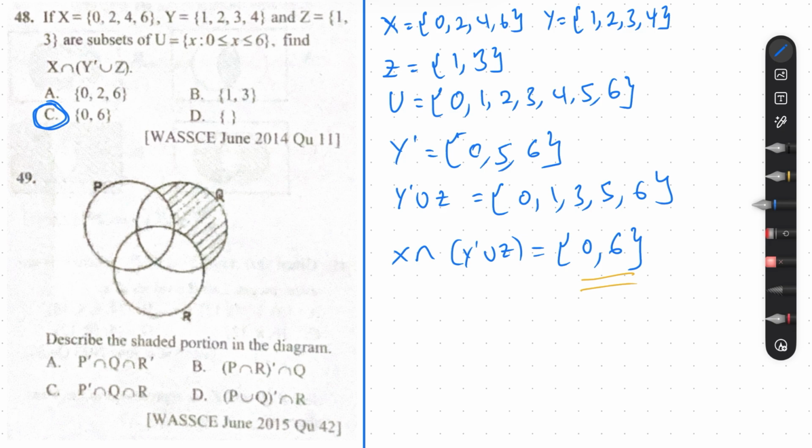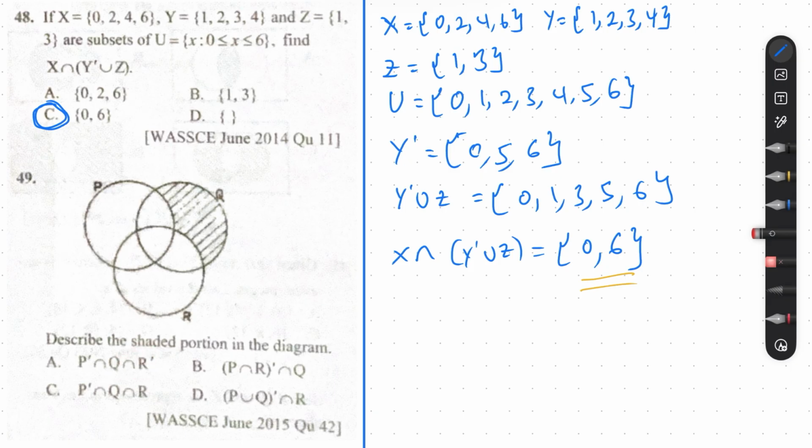Question number 49. Right. Cool. Now question number 49 says describe the shaded portion in the diagram. So we need to describe this shaded portion. So as usual, we just go through the answers and see which one matches. Okay, so let's check the first one. The first one says P complement intersection Q intersection R.